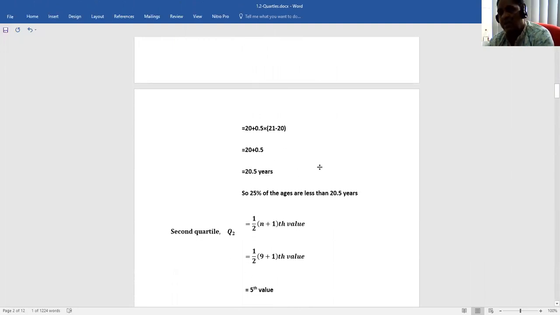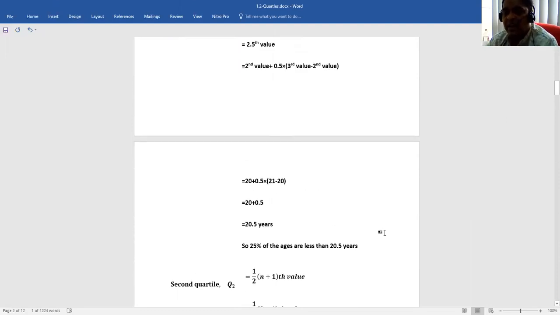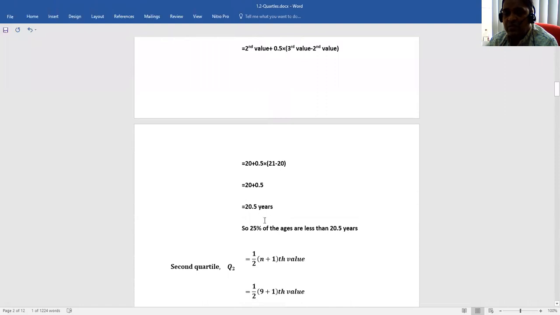And what is the comment? We learned already that 25% of the ages are less than 20.5 years. So this is the first quartile. That is, 25% of the ages out of 9 ages will be less than 20.5 years.